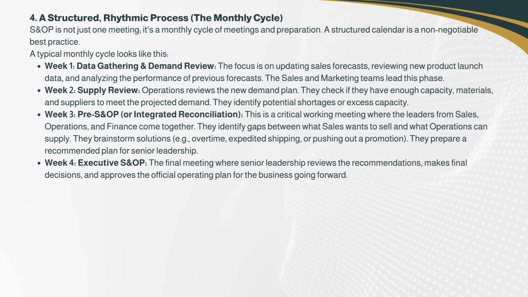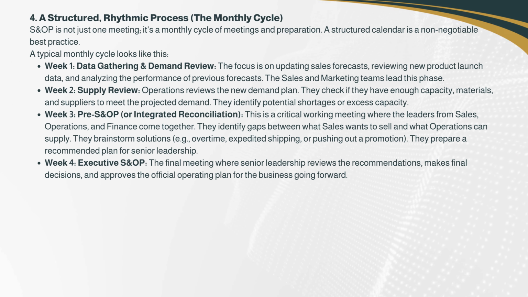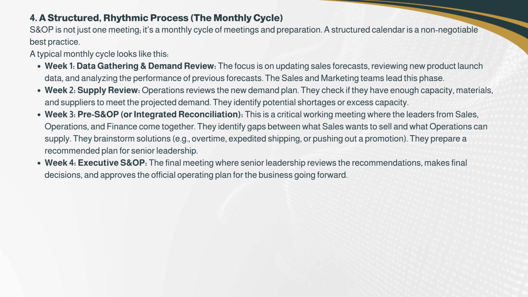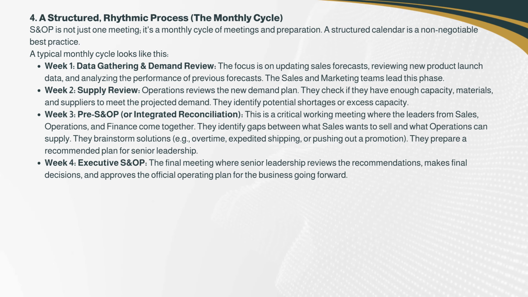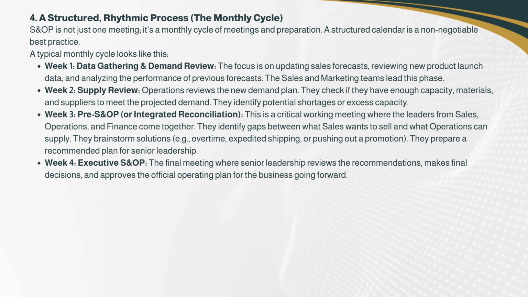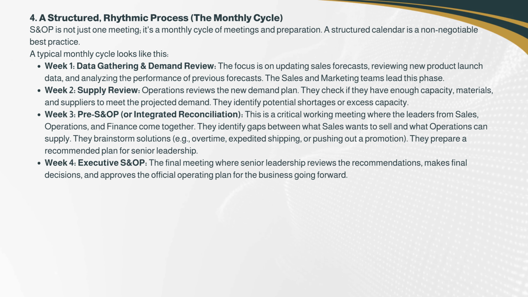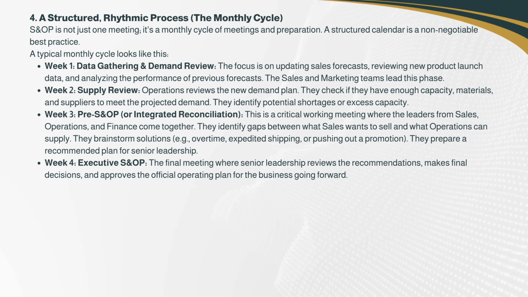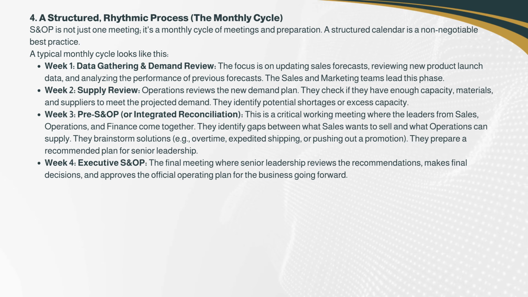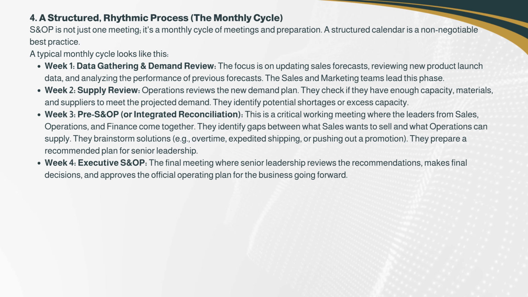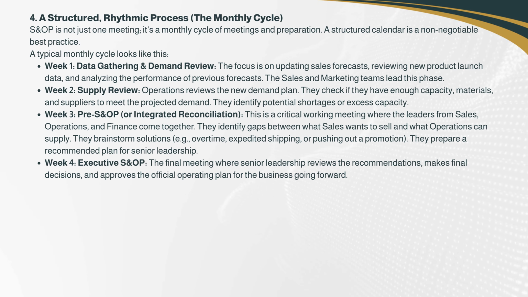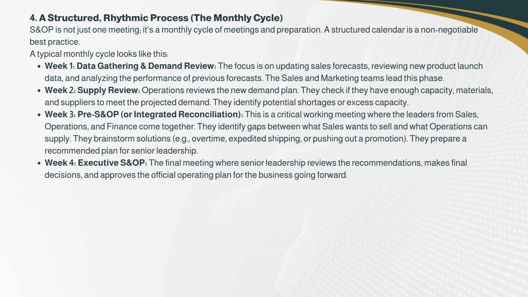Week 3. Pre-S&OP, or integrated reconciliation. This is a critical working meeting where the leaders from sales, operations, and finance come together. They identify gaps between what sales wants to sell and what operations can supply. They brainstorm solutions, e.g., overtime, expedited shipping, or pushing out a promotion. They prepare a recommended plan for senior leadership. Week 4. Executive S&OP. The final meeting where senior leadership reviews the recommendations, makes final decisions, and approves the official operating plan for the business going forward.